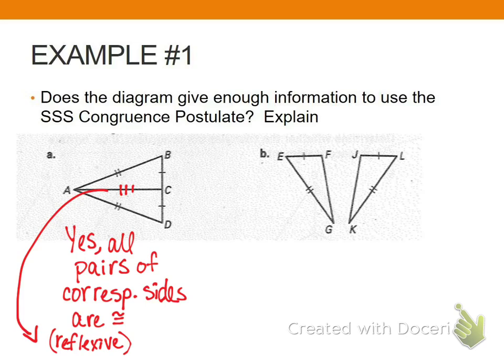Okay, so we don't think we have enough information to show that these are congruent on letter B. Why not? We only have 2 sides. Okay, they only gave us 2 pairs of sides. Are any of the sides shared like they were in letter A? No. So here, no, there's not enough info.